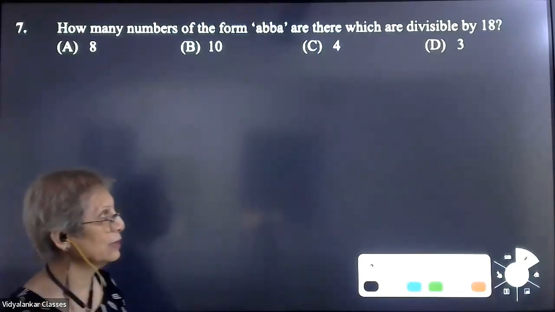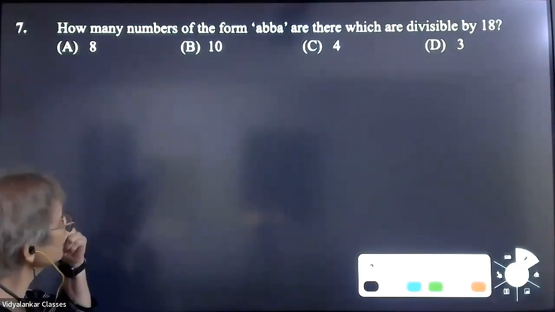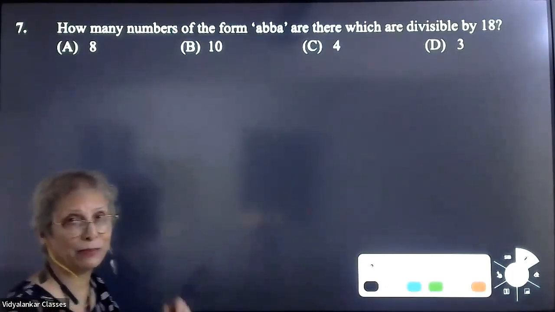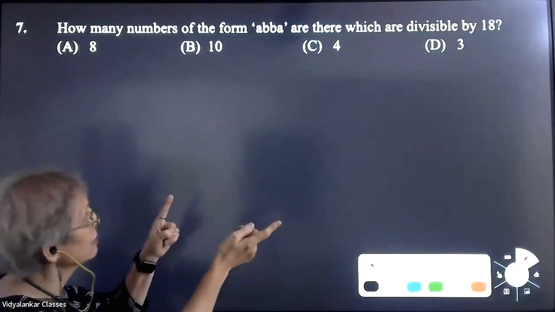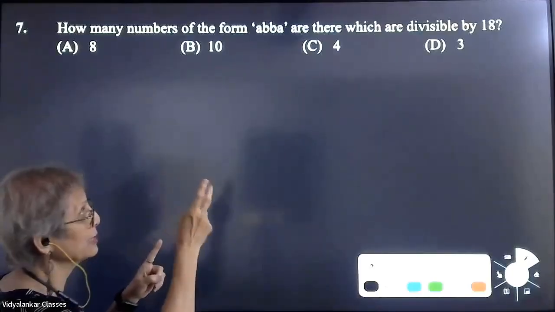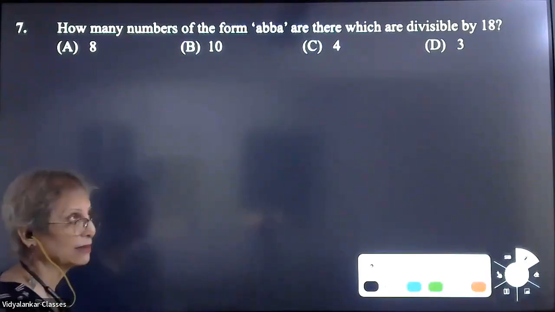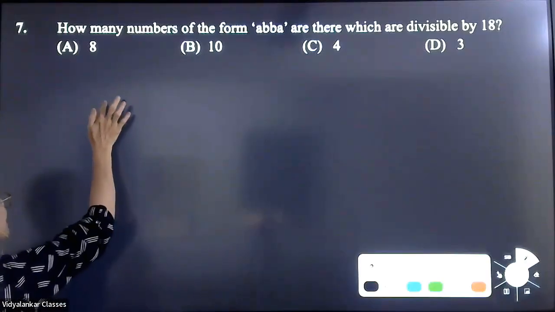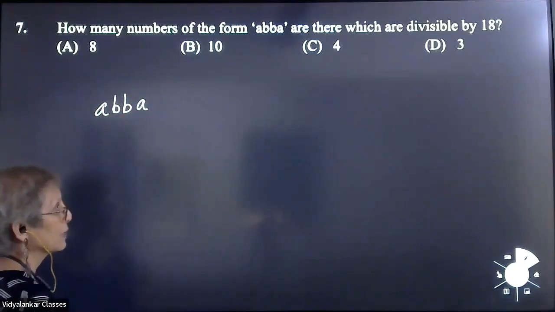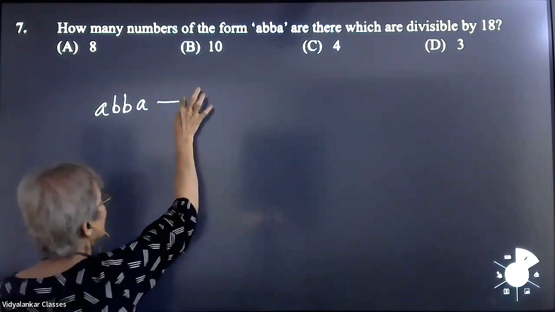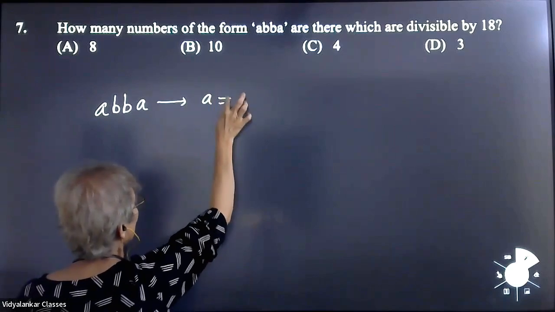In this question, look here, how many numbers of the form A, B, B, A, means it is a 4-digit number, first and last digits are the same and the middle 2 digits are the same, are there which are divisible by 18, right? The number is in the form A, B, B, A. Okay. It is a 4-digit number, it is given, so A cannot be 0.